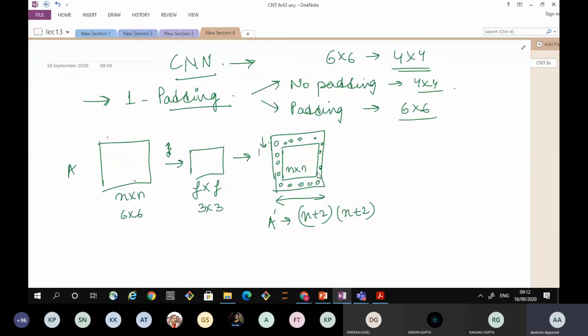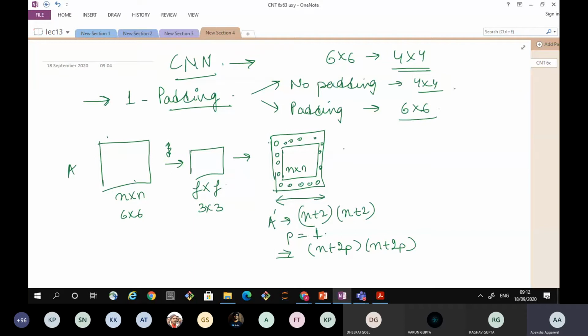Okay. So whenever I'm padding, let's say if I'm padding with 1, the size of the padded image is n plus 2p, n plus 2p. Here I'm padding with 1, so it is n plus 2 and n plus 2.